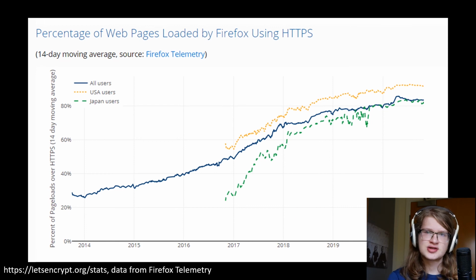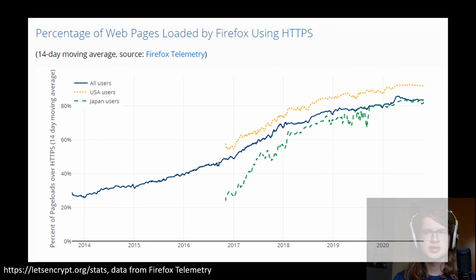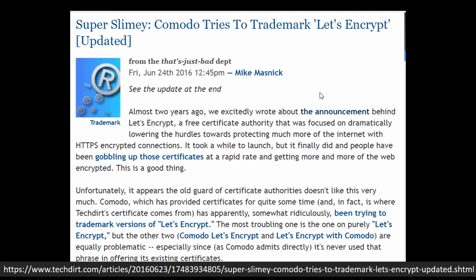As you can imagine, Let's Encrypt faced quite a bit of opposition, the majority of it from CAs whose business model is very much under threat here. Komodo, one of the bigger CAs out there, tried some rather shady tactics against Let's Encrypt back in 2016, filing a trademark for Let's Encrypt with Komodo, and Komodo Let's Encrypt, which didn't go too well for them. Quite a number of other CAs have been accused of sowing fear, uncertainty, and doubt about Let's Encrypt's practices.